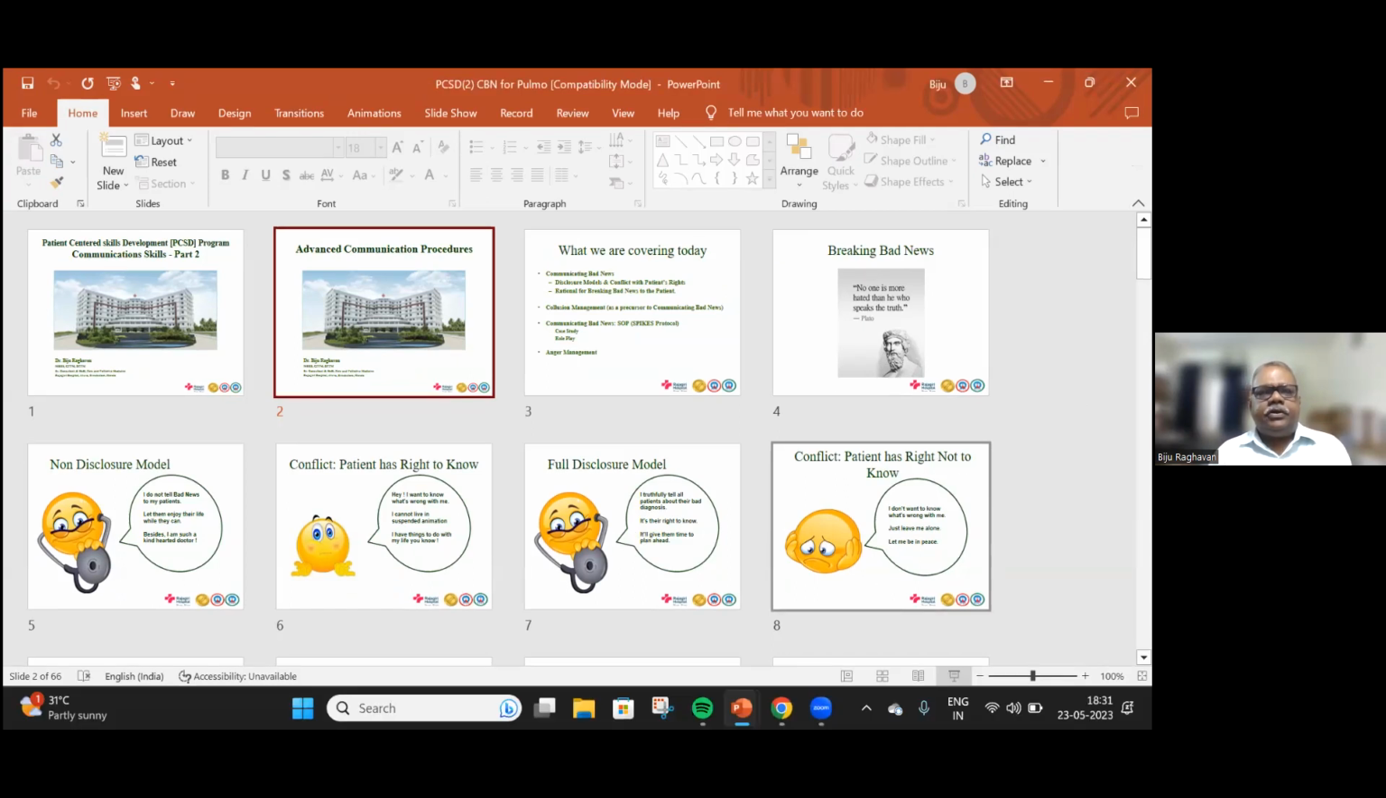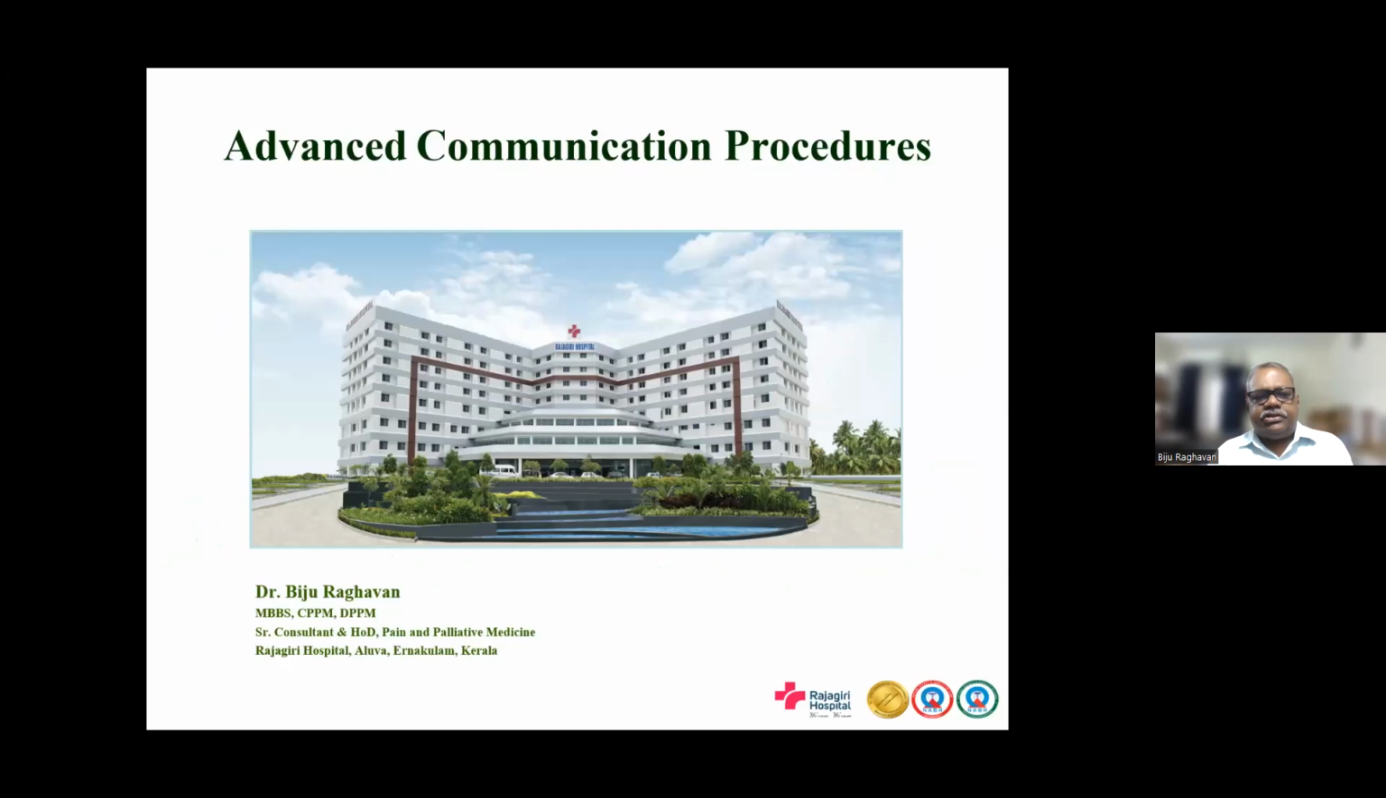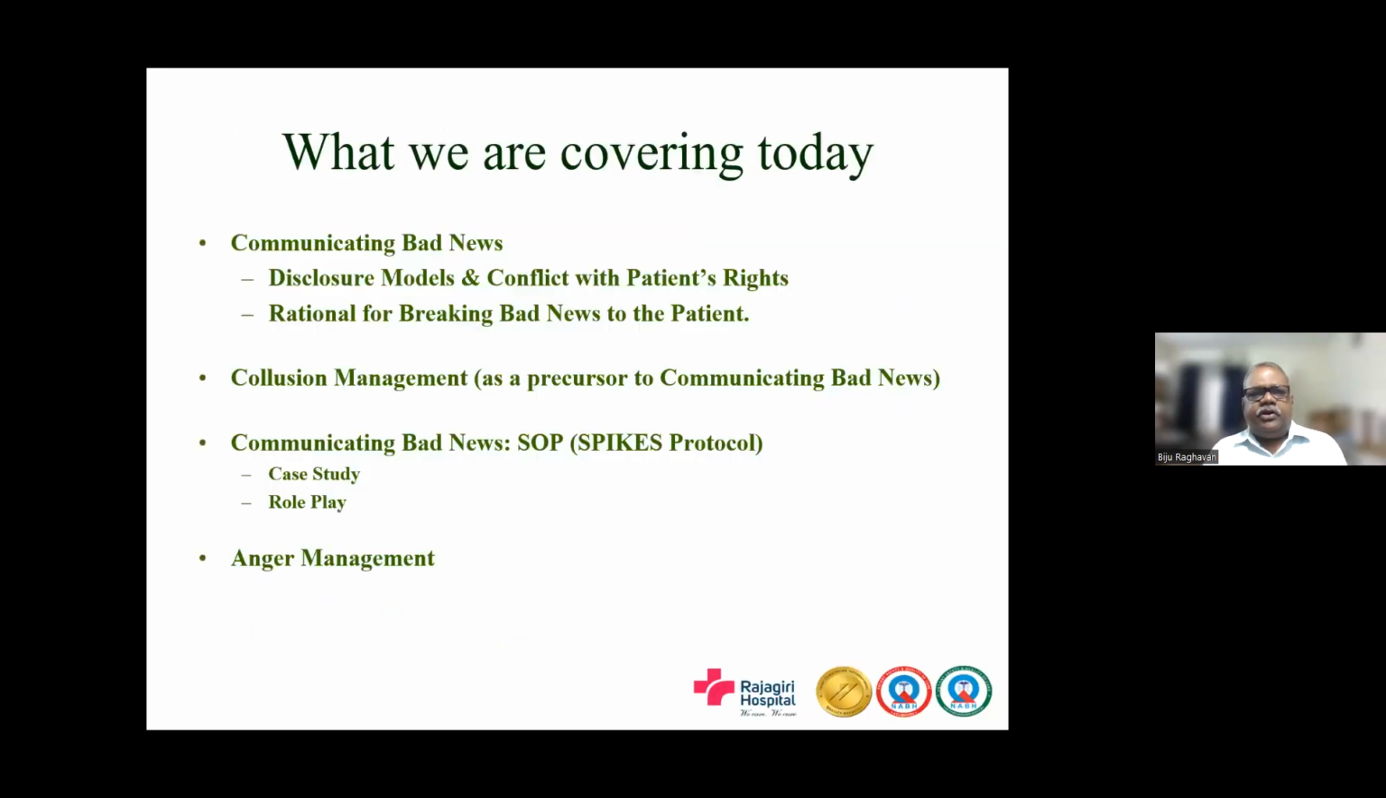Today, we'll be talking about some advanced communication procedures. I call them procedures because just like any medical procedure, there is an indication for certain communications, a standard operating procedure for the same, and an expected outcome. So today we are going to cover how to communicate bad news. We'll talk a little bit about the various models that we practice, and we'll also try to understand why it is important. What are the benefits of communicating bad news?